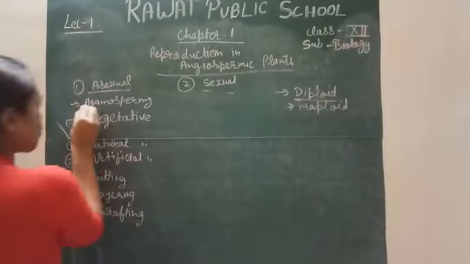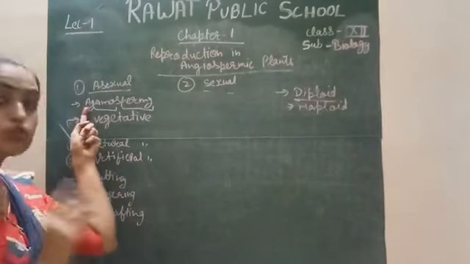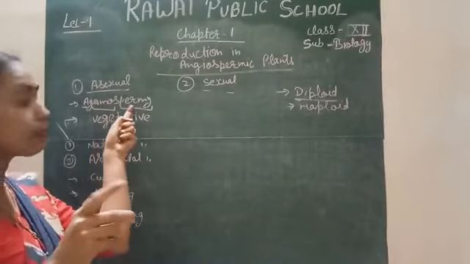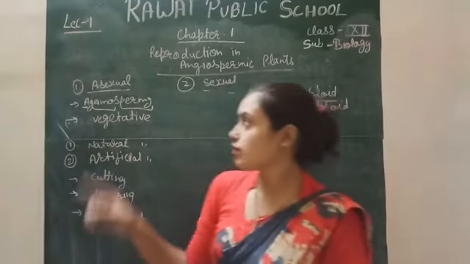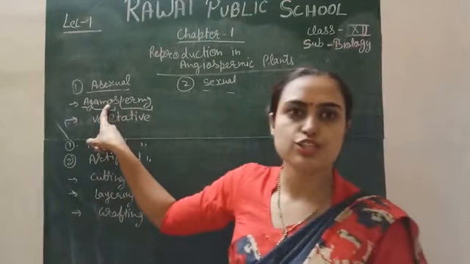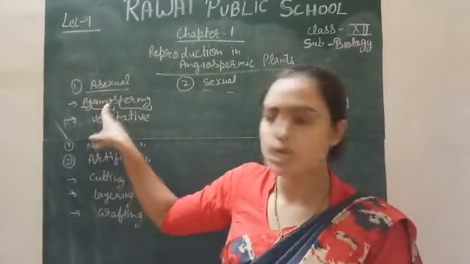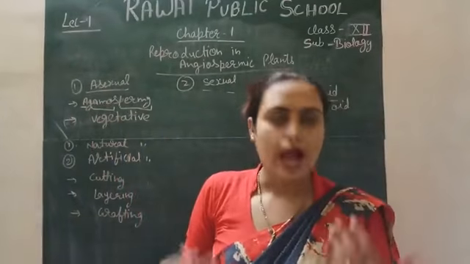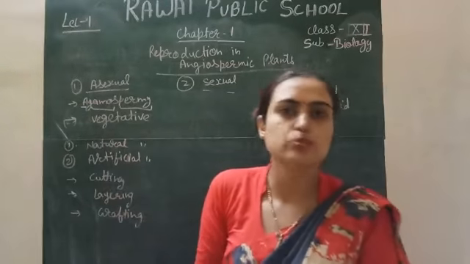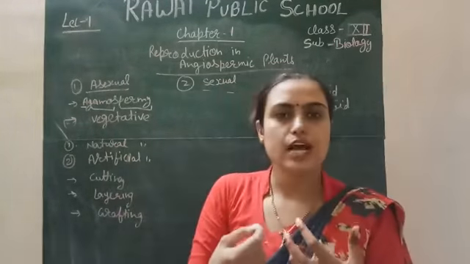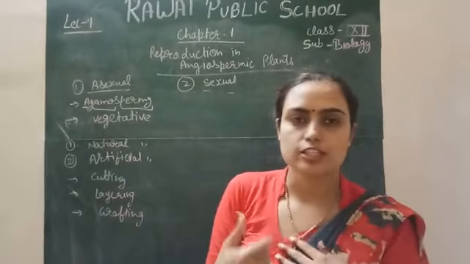Agamospermy: a means no, gamo means gametes, spermy means fertilization. It means that kind of reproduction in which gametes are not produced, then there is no fertilization, simply called agamospermy. And asexual reproduction is actually agamospermy because no sperms or gametes are produced. If gametes are not produced, then no syngamy occurs and no fertilization occurs simply.